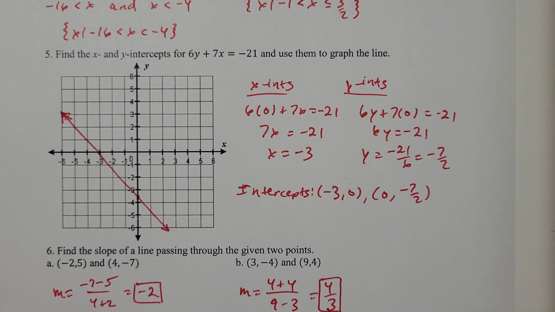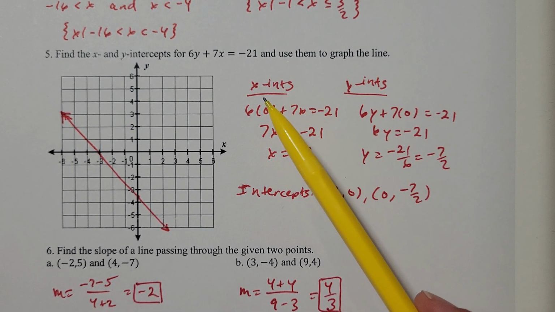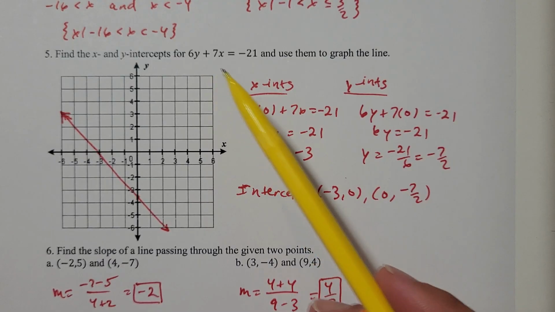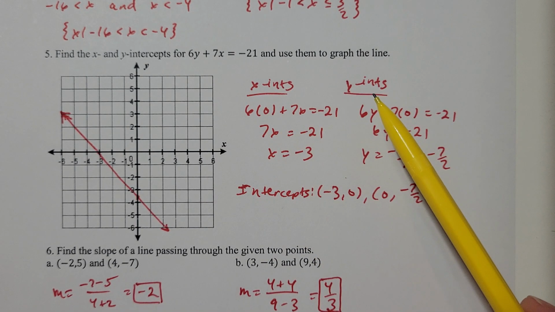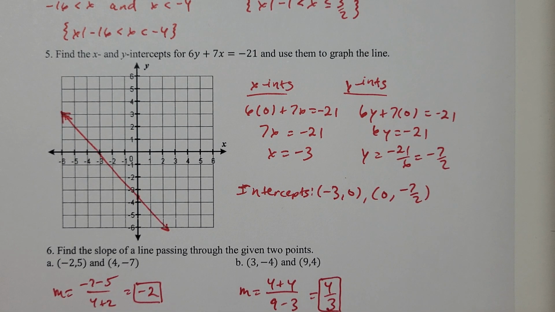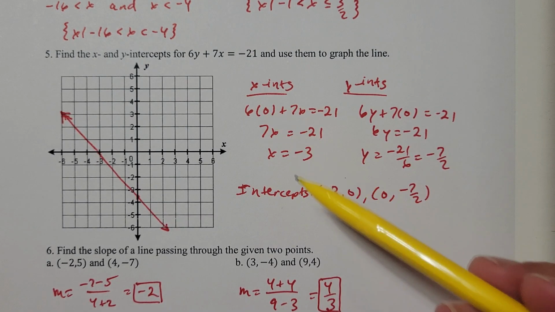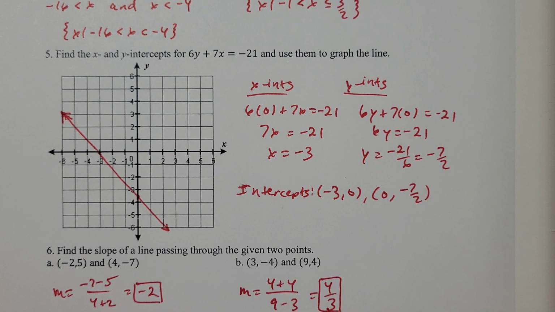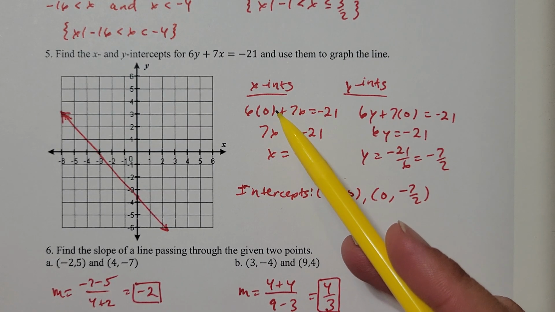So then problem 5, we want to find the x and y intercepts for the equation 6y plus 7x equals negative 21, and then use them to graph the line. Okay, so we have a line here, and to find the x-intercepts, we need to let y be 0 and solve for x. To find the y-intercepts, we need to let x be 0 and solve for y. So whatever kind of intercept you're wanting to find, let the other guy be 0 and then solve for that variable.